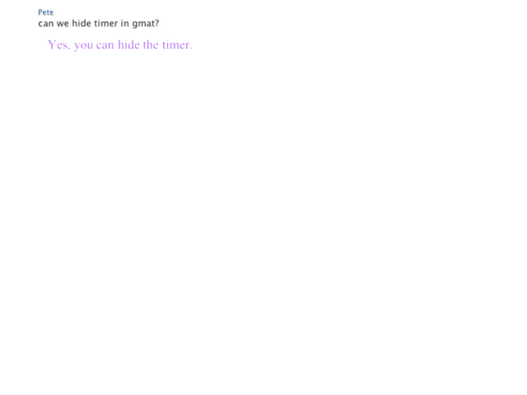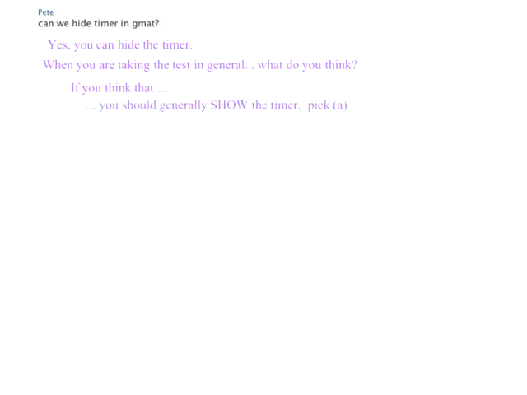But when you're taking the test in general, what do you think you should do? Let's make this a multiple choice question. If you think that you should generally show the timer, pick A. If you think that you should generally hide the timer, pick B. In other words, if you think the timer should be on the screen most of the time, pick A. If you think the timer should be hidden most of the time, pick B.